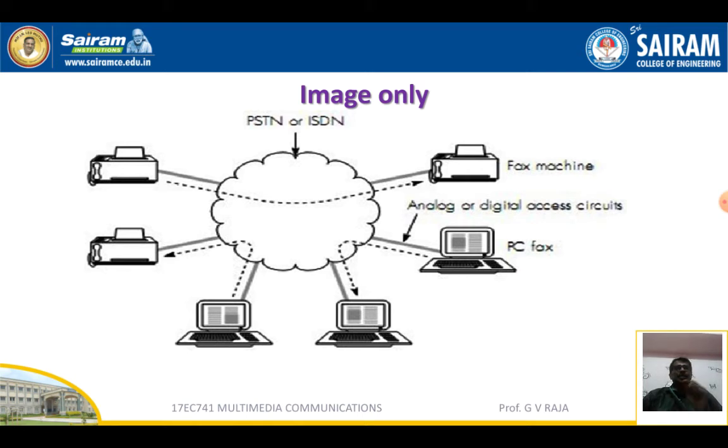The caller keys in the telephone number. First you insert the paper and type the number of the particular recipient. Then the circuit is set up by the network in the same way as for a telephone call. The sending machine starts to scan the paper or image and digitizes each page of the document.